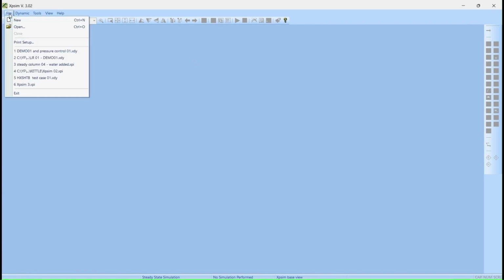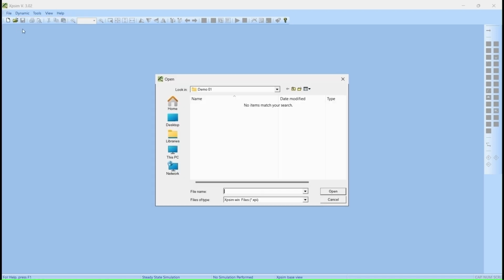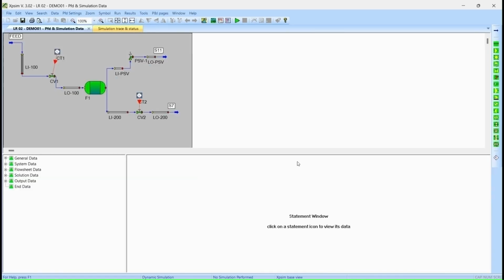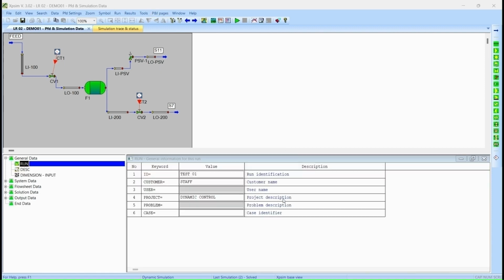One demo input file is selected and opened. This case shows a vessel filled with gas through a link from Li100 to LO100. The gas is discharged through line Li200 to LO200. The vessel is equipped with a pressure safety valve PSV1.